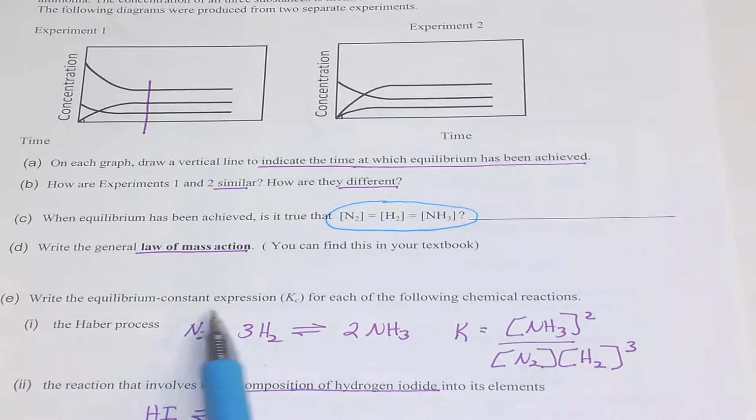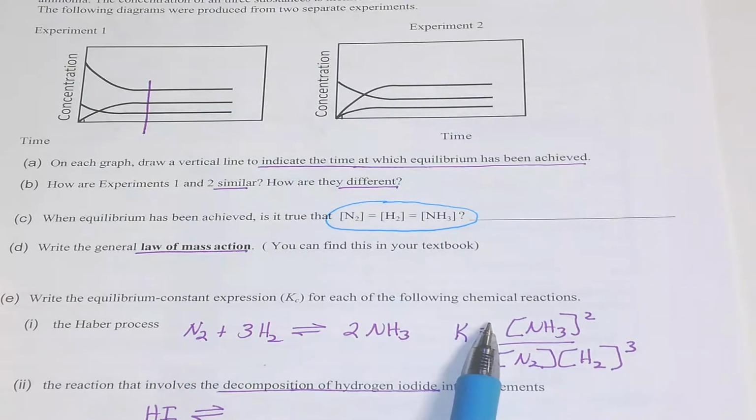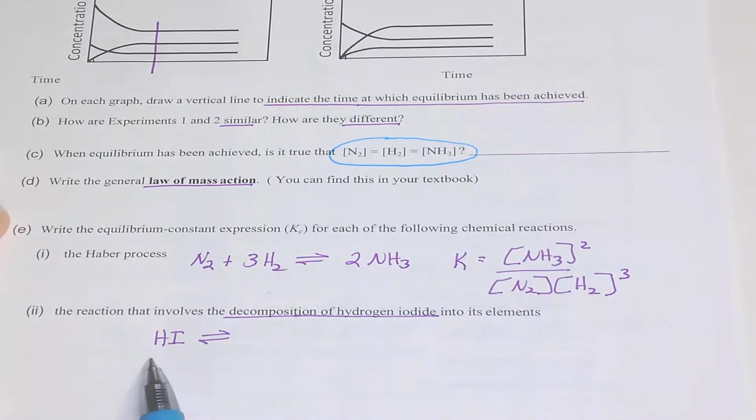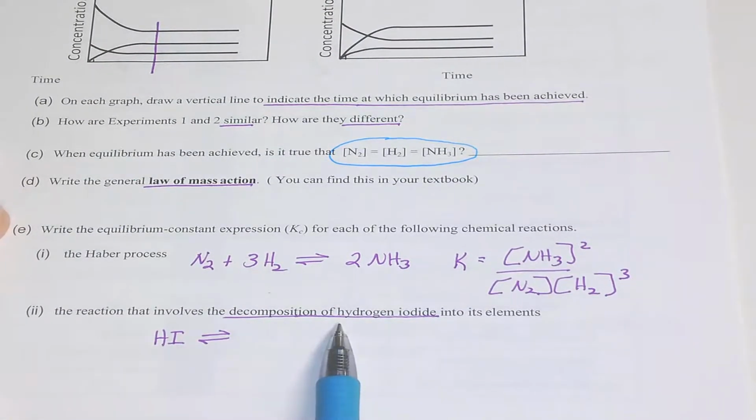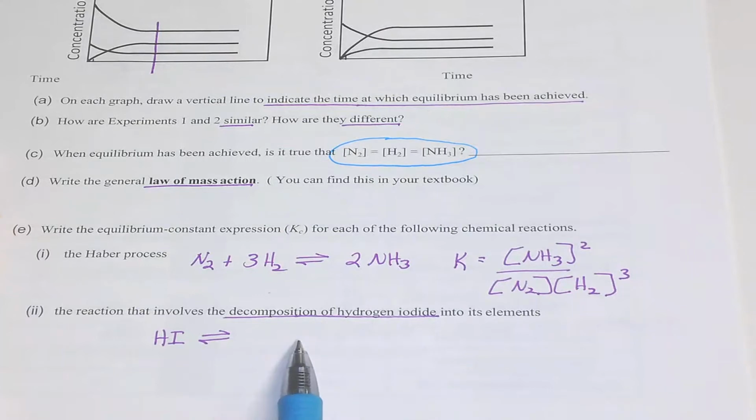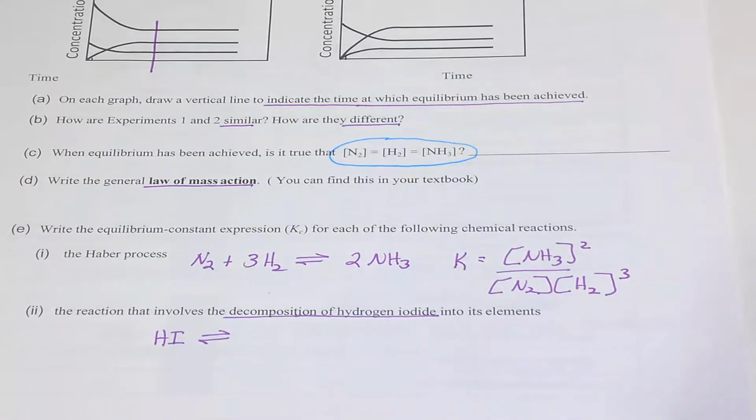So here's the equilibrium constant expression for the Haber process. Do this for the decomposition of hydrogen iodide into its elements. So write the equation and then write the equilibrium expression.